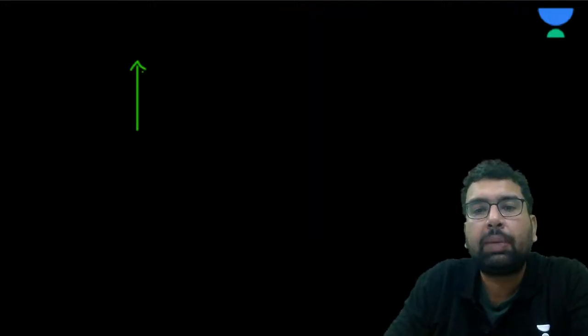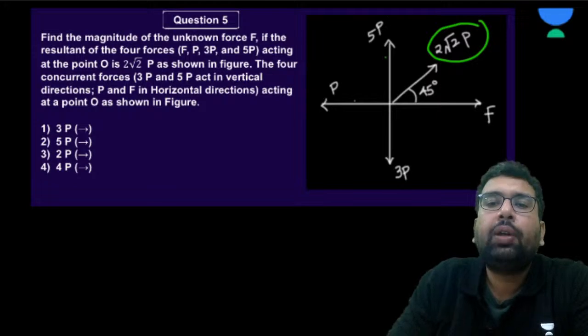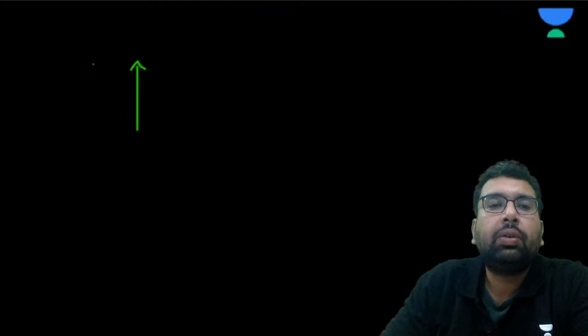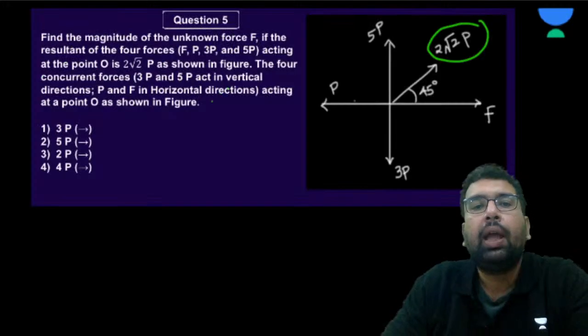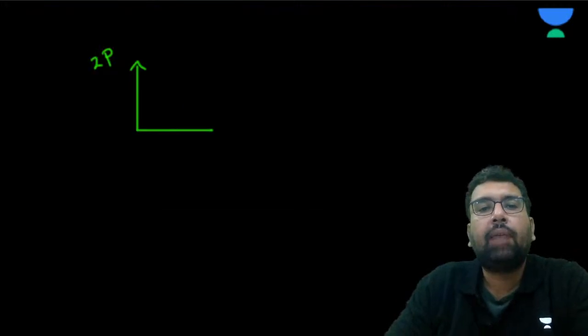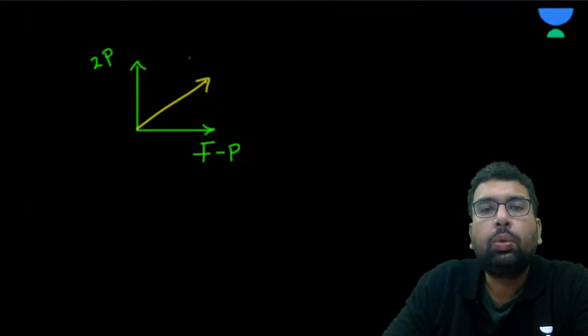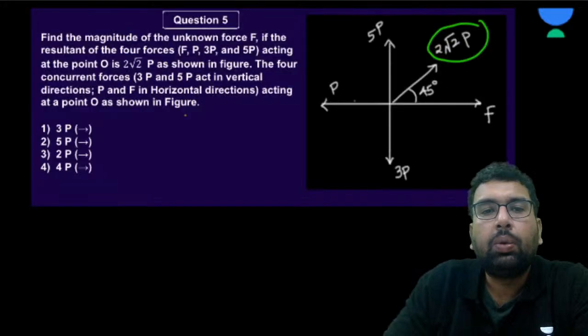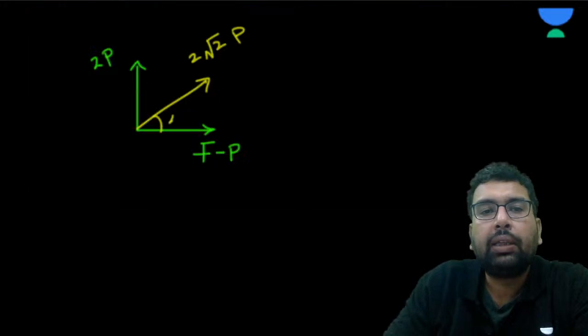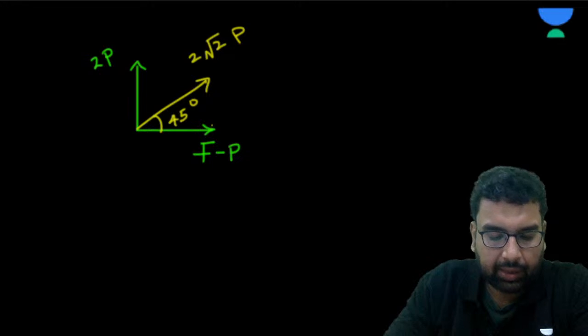So can I do like this? 5p in the upward direction, 3p in the downward direction. So this will become 5p minus 3p, which is 2p. And this is going to become f minus p. And this is going to be 2 root 2 of p, right? And this is given as 45 degree.